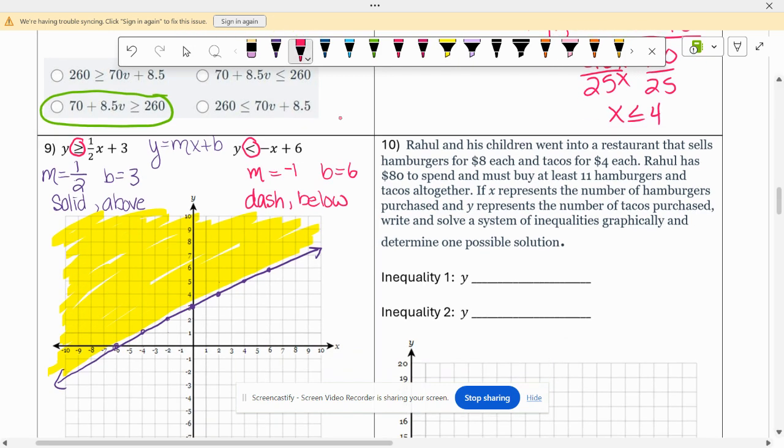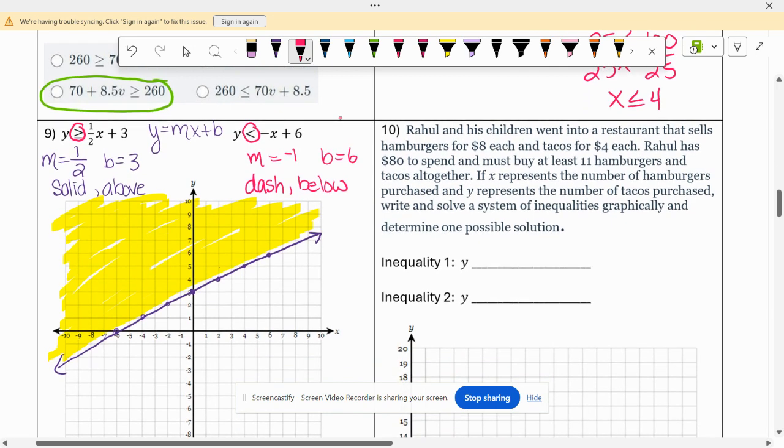For the second inequality, I'm going to begin at positive 6. And this has a slope of negative 1, which means I go down 1 and to the right 1. And I'm going to connect these points with a dashed line.